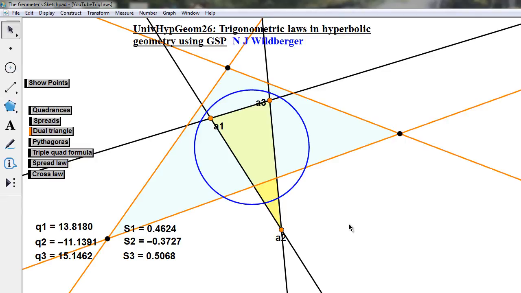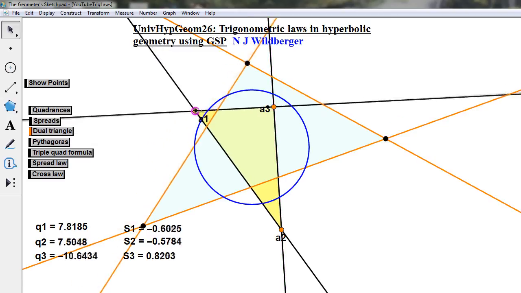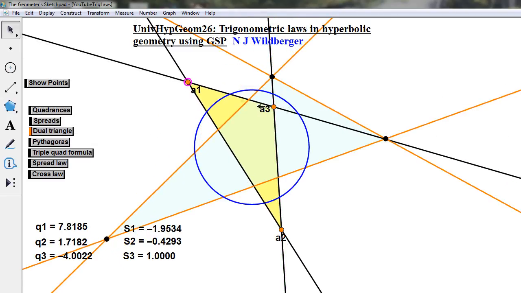Alright, so now let's have a look at when our original triangle might have a right angle at this point here. In other words, when these two sides are perpendicular. When will that happen? That will happen when one of these lines goes to the dual of the other line. So the dual of this line here, A2, A3, is this point here. So if we arrange by moving A1 that the other line here passes through this point, then these two lines at A3 of the original triangle are perpendicular.